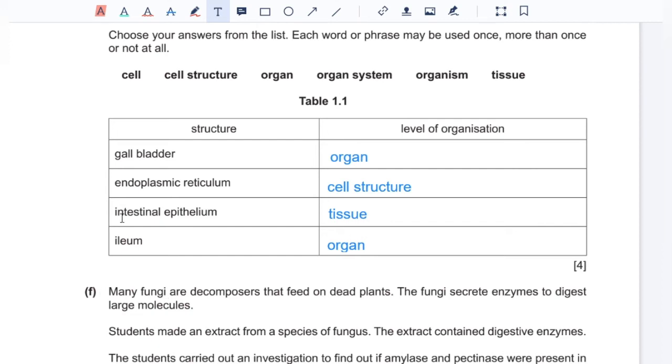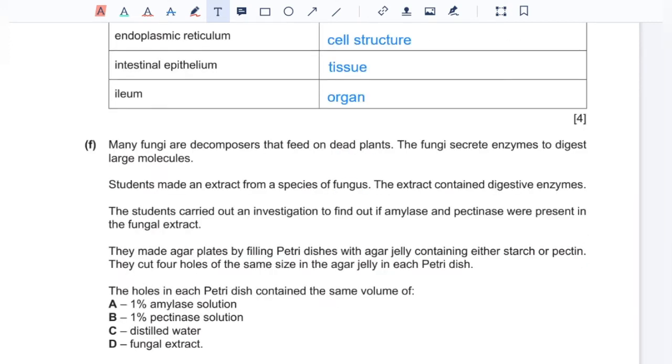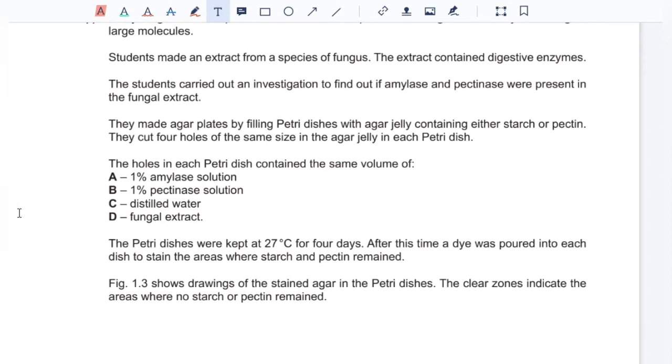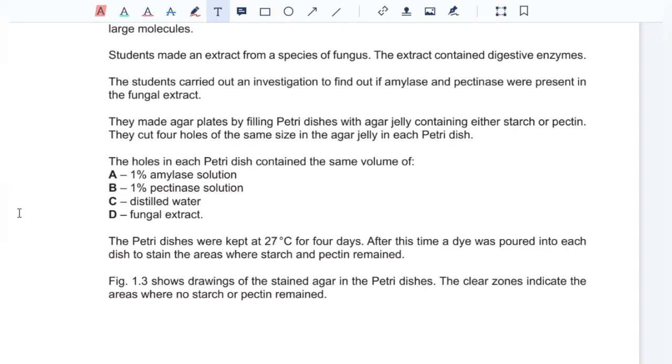F. Many fungi are decomposers that feed on dead plants. The fungi secrete enzymes to digest large molecules. Students made an extract from a species of fungus. The extract contained digestive enzymes. The students carried out an investigation to find out if amylase and pectinase were present in the fungal extract. They made agar plates by filling petri dishes with agar jelly containing either starch or pectin. So starch would be digested by amylase and pectin would be digested by pectinase.